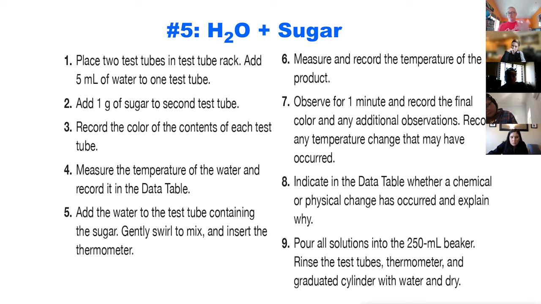Number 5, making a sugar solution. You're going to see the temperature change when you add water to sugar. Now, when you add sugar to water, do we suspect that this is going to be a chemical reaction or a physical reaction?